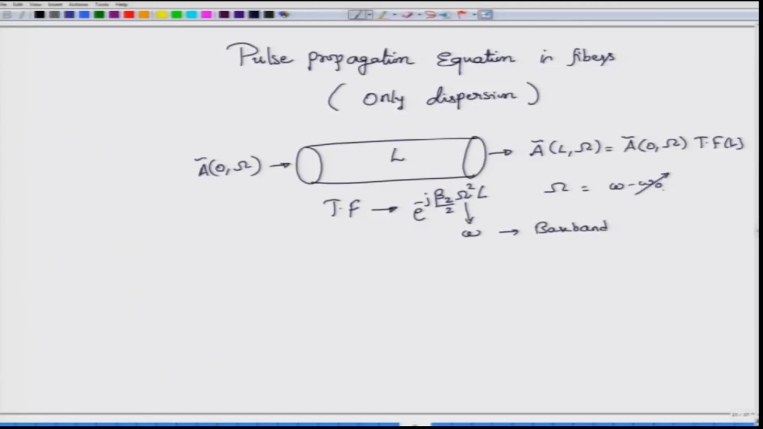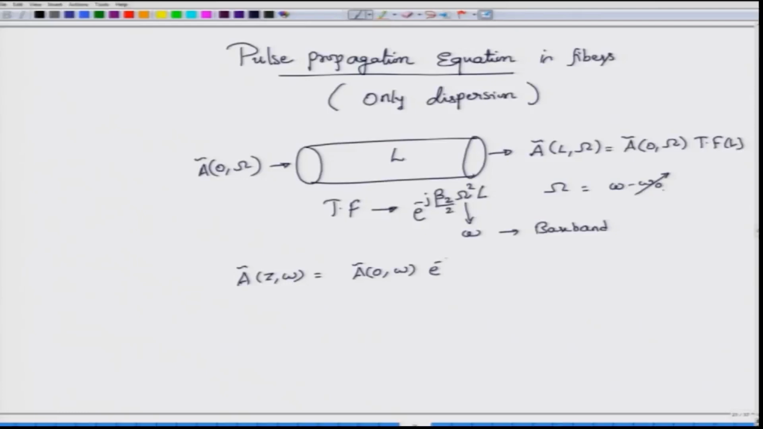Now, before we go ahead and understand different pulses and how they are affected by the dispersion parameter beta 2, let us derive what is called the pulse propagation equation. This derivation is not so mathematically rigorous, and I do not want to focus too much on the math. In general, the Fourier transform of the pulse after it has propagated a distance z in the optical fiber can be obtained as A of 0, omega, which is the input Fourier transform of the pulse launched into the fiber at z equal to 0.